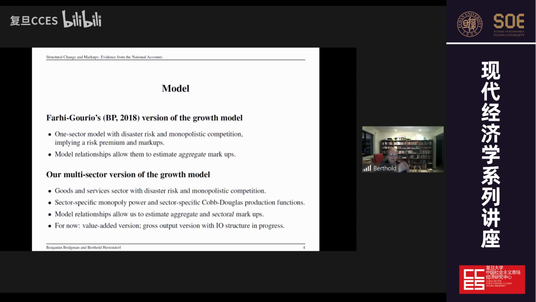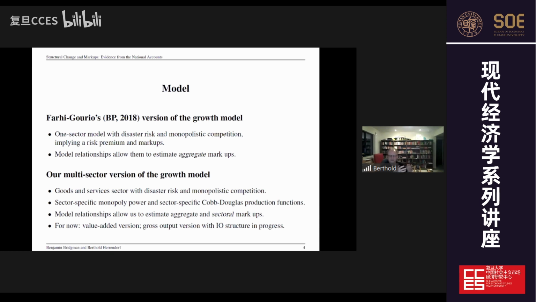Then they derive model relationships that allow them to estimate aggregate markups. So what we do is we write down a multi-sector version of the growth model. For the purpose of the presentation, only two sectors, but you can make that into as many sectors as you want. We're going to distinguish in particular between goods and services. And we have a disaster risk and monopolistic competition in each of these, which gives us sector-specific risk premia and sector-specific monopoly power.